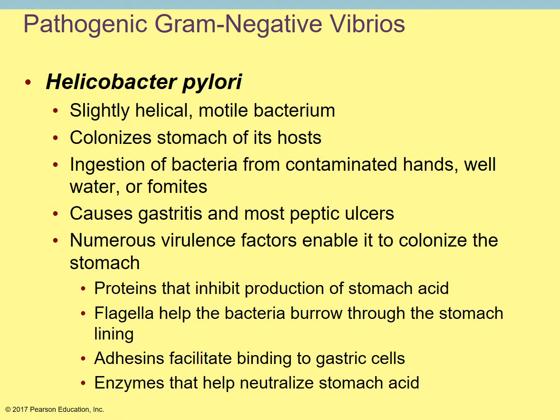What happens is it tends to be able to colonize in the stomach. Remember, the stomach is about pH 2, which inhibits growth of most organisms. What it does is it will produce proteins that will inhibit the production of the stomach acid. So that's kind of a nice little trick. The acid's going to kill me, well, I'm going to inhibit the production of the thing that's going to kill me. The flagella help the bacteria to burrow down into the stomach lining to get away from the acid, where it's going to be more protected. And then it has adhesins which help bind it to the gastric cells. And then, if that's not enough, it produces enzymes that will neutralize the hydrochloric acid in the stomach.